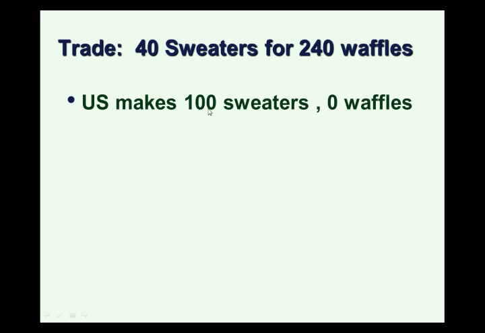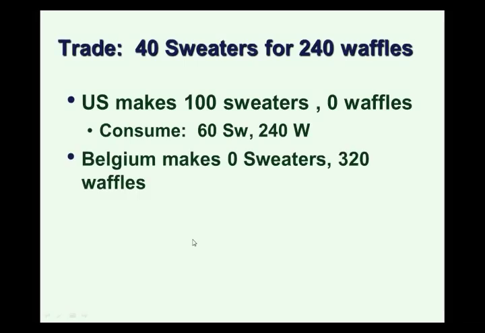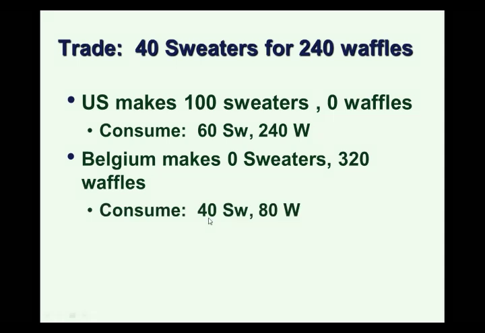So the United States is specializing in sweaters. So they can make 100 sweaters per labor hour, 0 waffles. So if they actually trade at this rate of trade up here at the top, they're left with 60 sweaters and the 240 waffles they get in the trade. Belgium's going to specialize in waffles. So they make 0 sweaters, 320 waffles. Once they make this trade, they'll have 40 sweaters, and they give away 240 waffles to the U.S. in that trade, so they'll have 80 waffles left per labor hour.